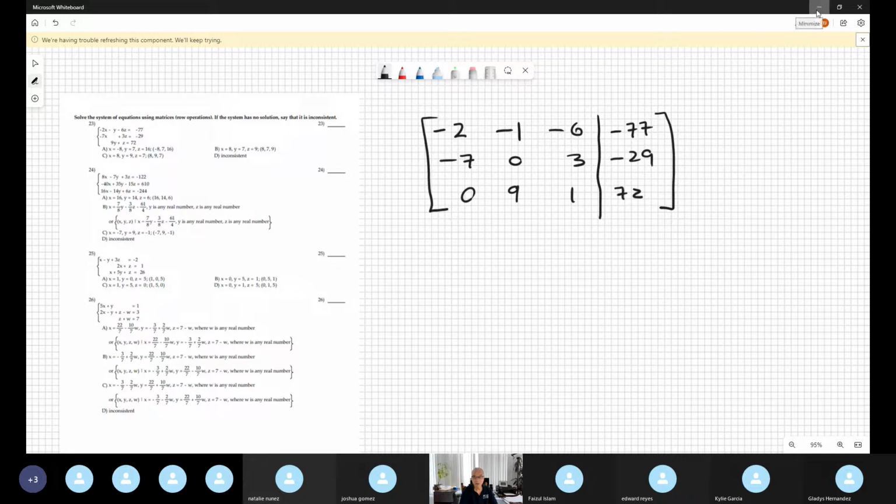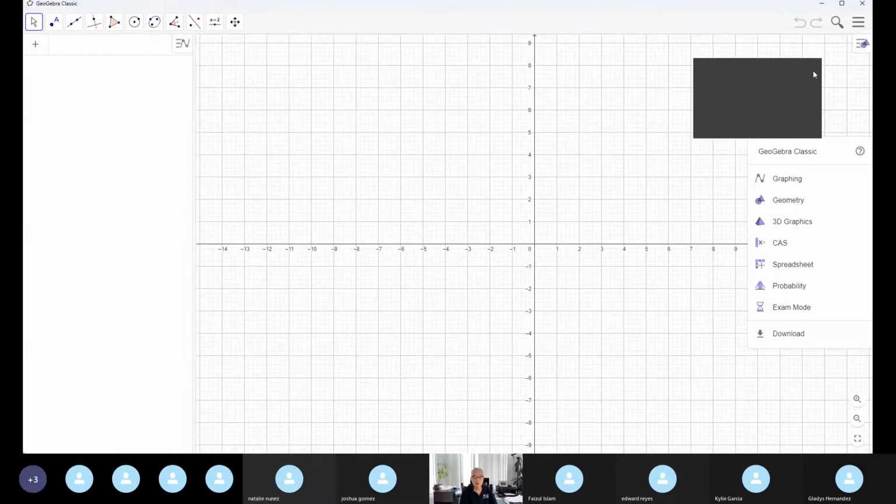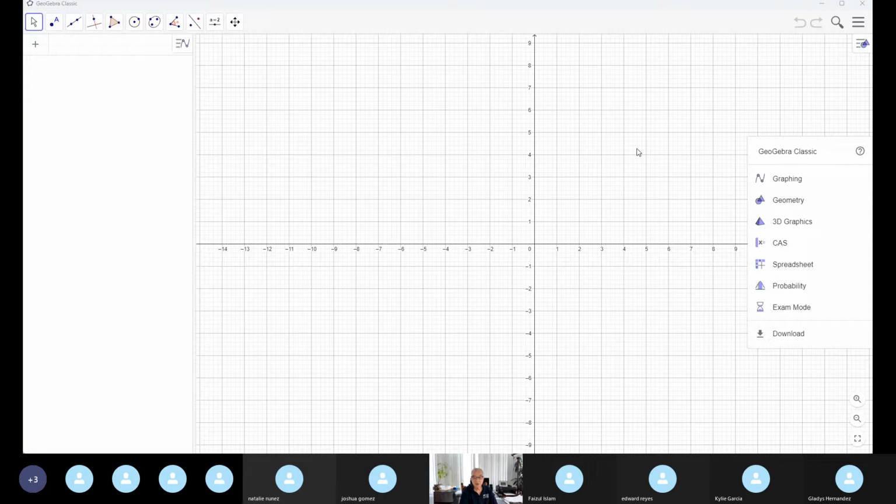Okay, now I am ready to put it in the software. Let me try to open it. I open GeoGebra. There we go. Let me share with you and explain everything in detail. GeoGebra Classic. Do you see that? When you open GeoGebra the first time, do you see it or no?